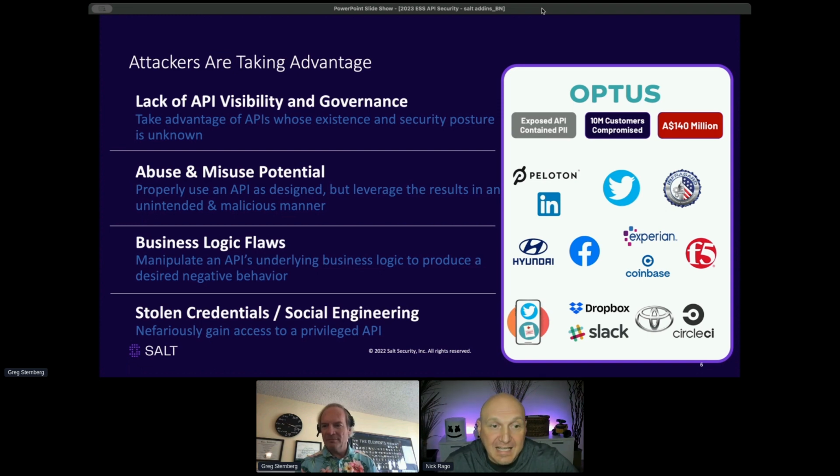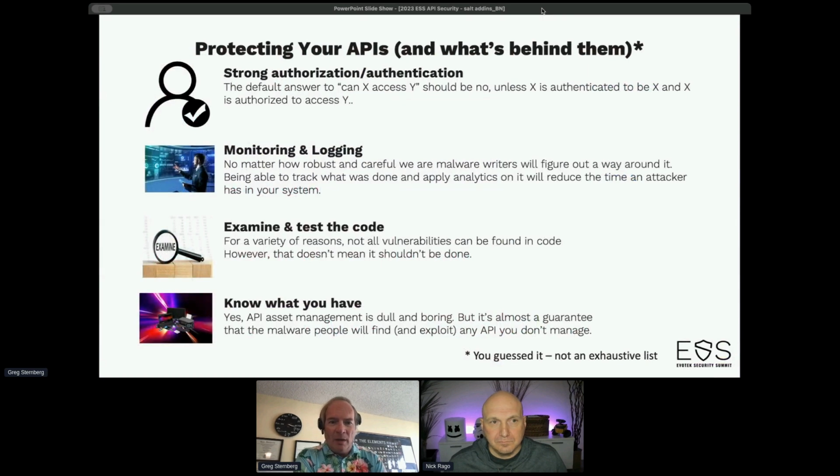And again, the question that we ask organizations to ask themselves is, if someone gets a hold of your privileged API credentials, what protections do you have in place to detect that the API they're accessing is being misused or abused? Yeah, because the standard line is it's not a matter of if, it's a matter of when. Right.